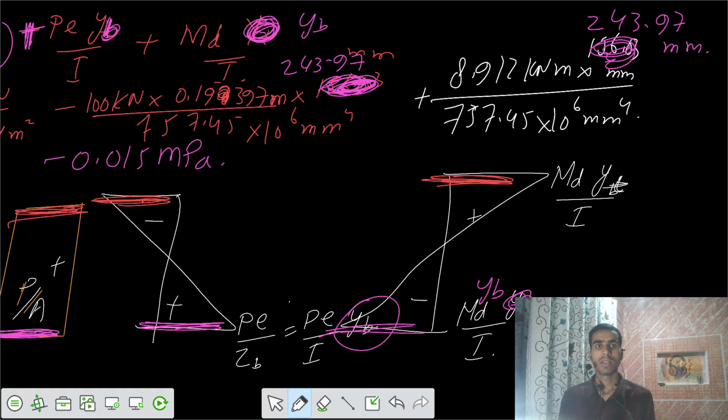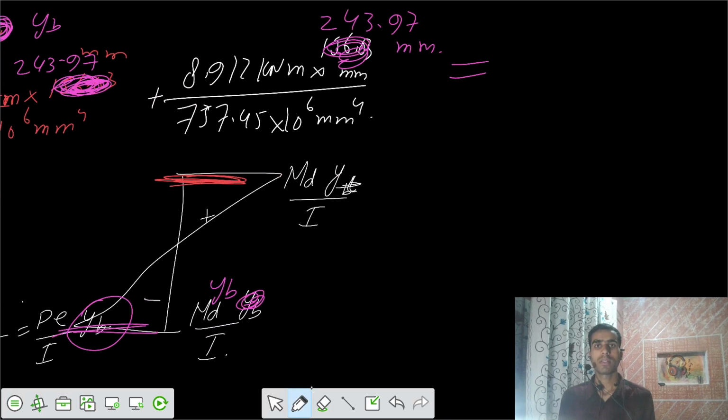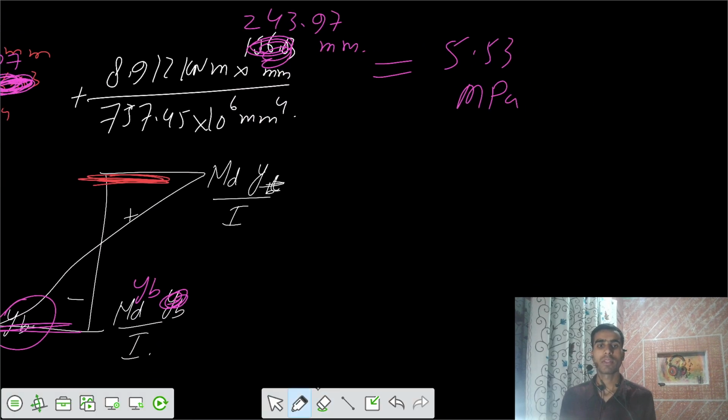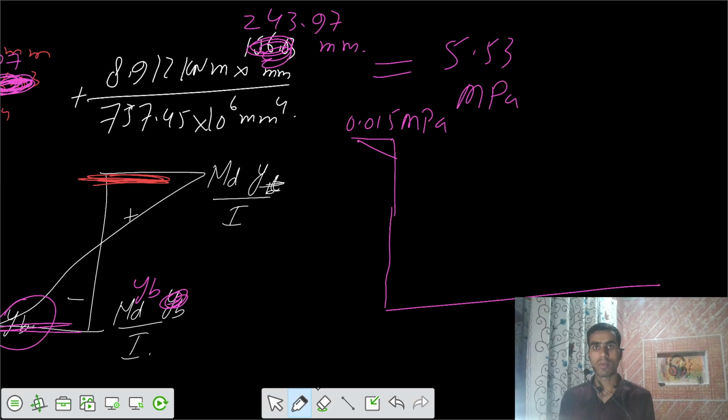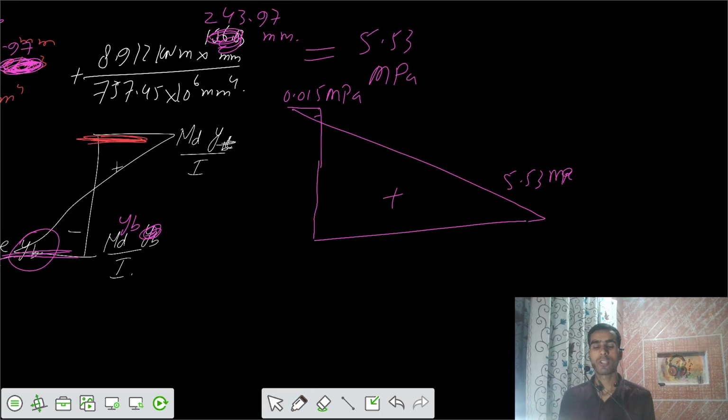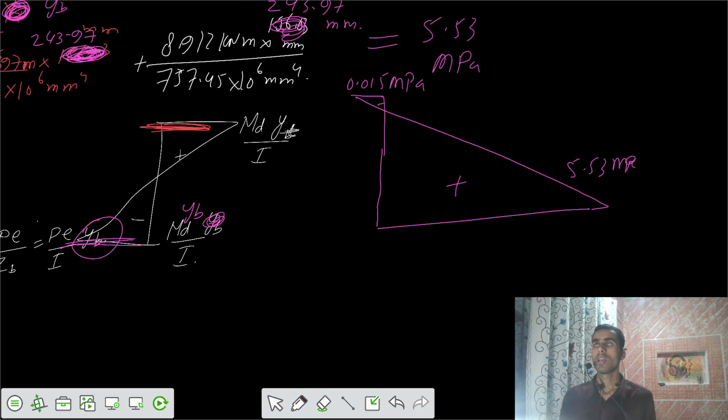So finally your stress at the bottom is equal to 5.53 megapascal. So I can have the stress variation that at the top I have some stress that was minus 0.015 megapascals, and at the bottom I have a compressive stress of 5.53 megapascals. Positive, negative. This is the stress developed at the midspan section because of the dead load, because of the P, and because of the PE hogging bending moment.